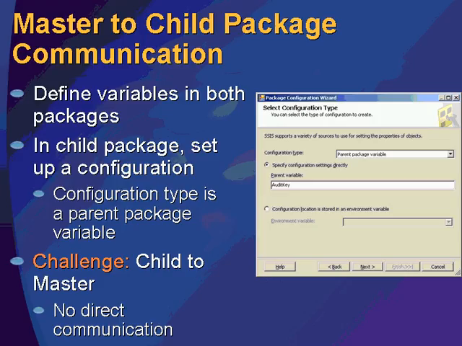You can pass variables down from the master package to the child package, and those of you who are familiar with DTS 2000 will find that this works much better in Integration Services 2005 than it did in 2000. It's really very simple to do. What you do is define variables in both packages. In the child package, you set up a configuration and make sure you set the configuration type to be a parent package variable. And that's all you need to do to communicate from the master package to the child package.